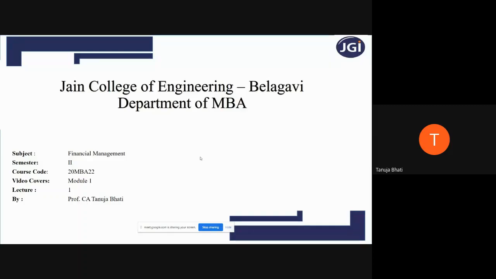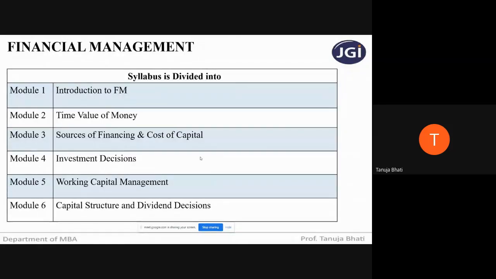So, welcome students, welcome to lecture number 1, where we will be seeing module number 1 under the subject Financial Management. The entire syllabus of this subject is divided into 6 modules. The first module is Introduction to Financial Management, where you will be given a basic introduction as to what financial management is, what its objective is, and the basic aspects of financial management will be covered under module number 1.